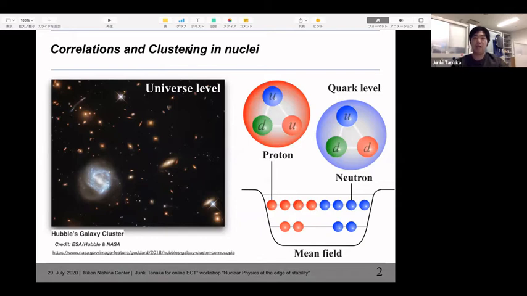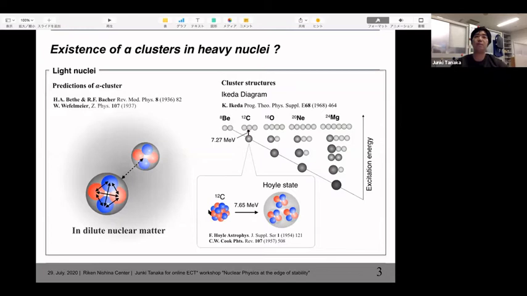Correlations and clustering are universal phenomena in composite systems, ranging from the universe to the quarks. The atomic nucleus is a unique many-body quantum system which contains protons and neutrons, and this can be described in the mean field models. On top of this, correlations among nucleons play an important role in understanding the properties of atomic nuclei. After the prediction of alpha clustering, microscopic theories have been developed, presuming the correlations of the nucleons in the clusters are strong, while the intercluster correlations are weak.